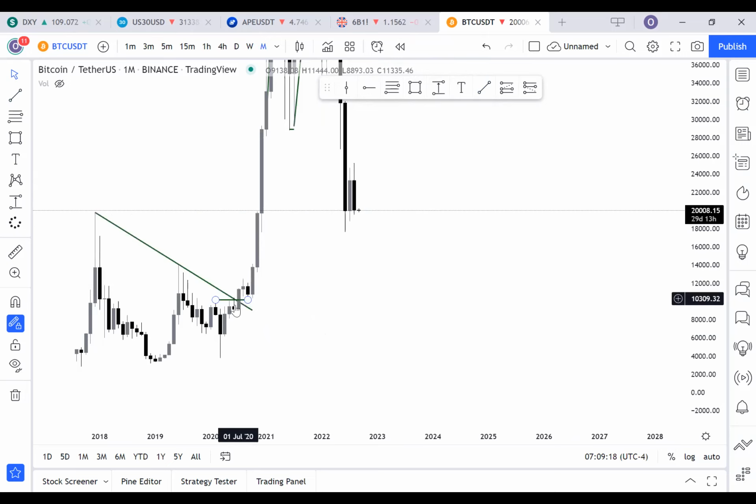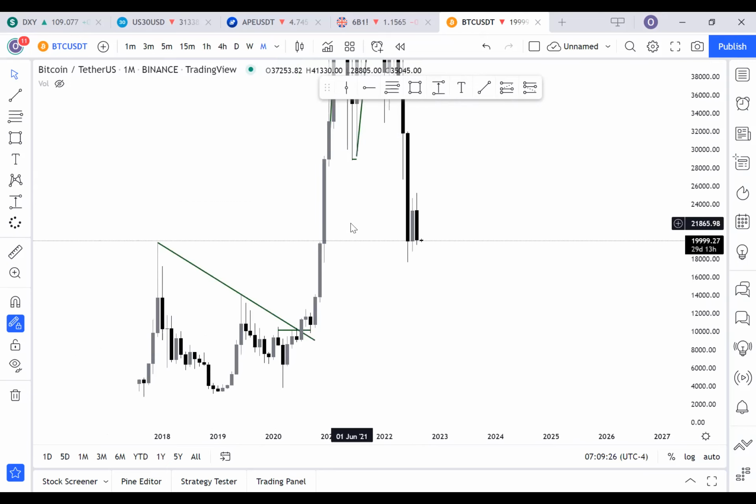Now you can see we have an engulfing candle there, which is a very good confirmation. And then we moved higher aggressively.